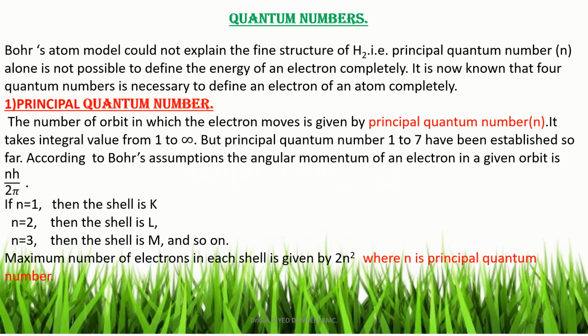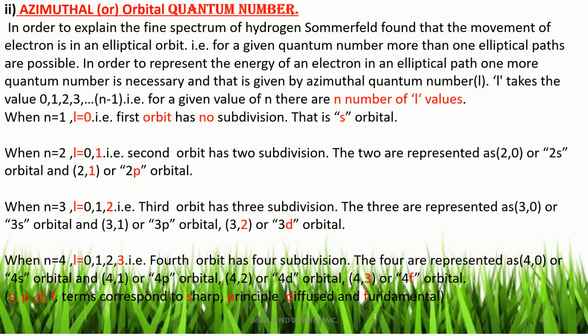The second quantum number is the azimuthal or orbital quantum number, and the symbol for this quantum number is l. In order to explain the fine spectrum of hydrogen, Sommerfeld found that the movement of the electron is in an elliptical orbit. That is, for a given principal quantum number, more than one elliptical path is possible. In order to represent the energy of an electron in an elliptical path, one more quantum number is necessary, and that is given by the azimuthal quantum number.